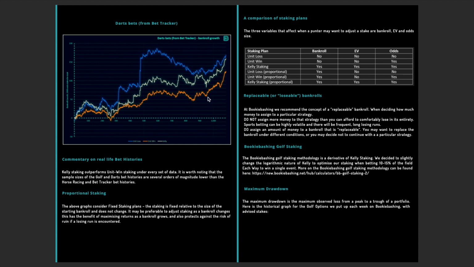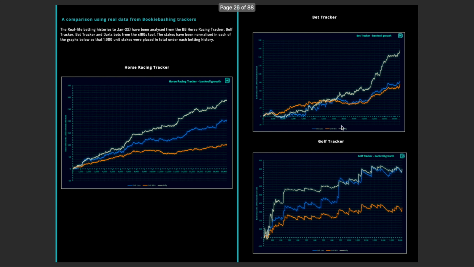So the pattern that we notice here is that unit win was the worst performing staking plan across all 4 historical real bet histories. In 3 of the 4 trackers, Kelly would have returned the most, and in 1, which is the darts, unit loss would have returned the most. It's probably worth noting that the darts is by far the smallest sample size, and in fact, if we were to extrapolate all of these graphs further, we would almost certainly see Kelly being the most profitable staking plan amongst all of them, because it is quite renowned to be a solid strategy where you bet more with higher perceived value.